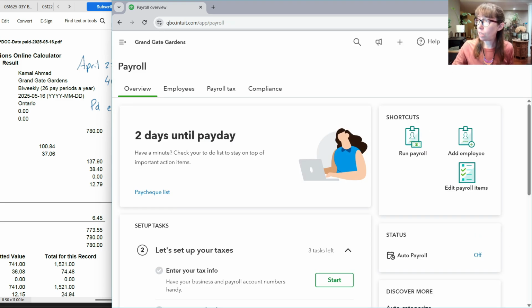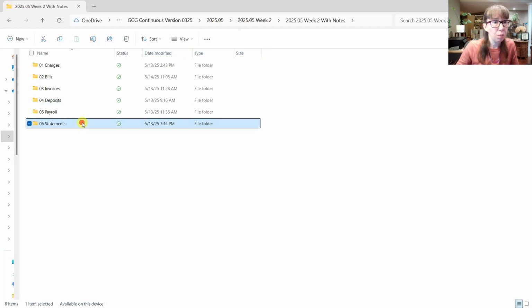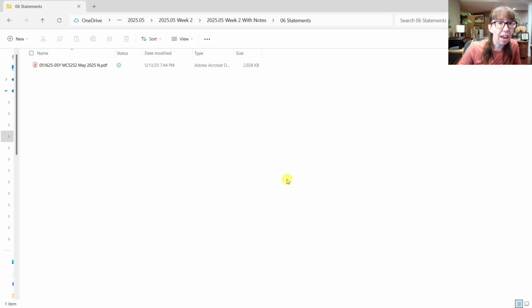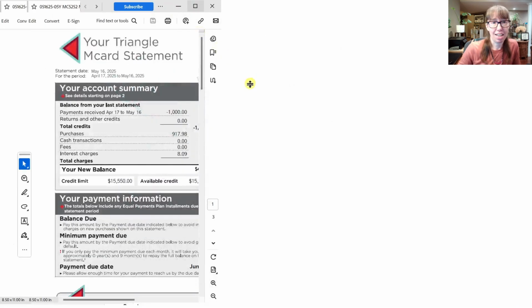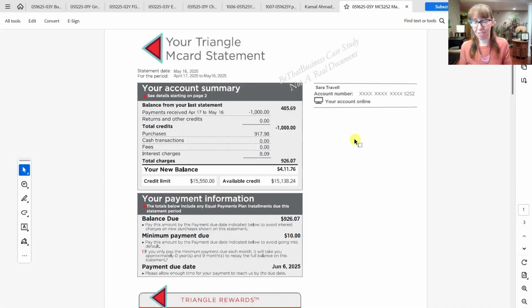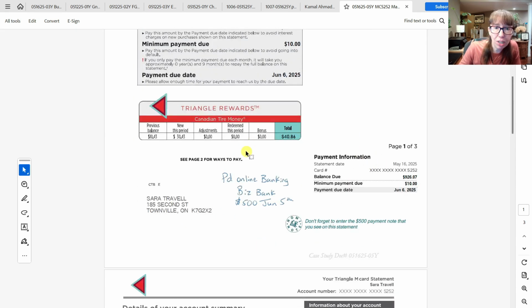And let's see what we have next here in our week 2. We're going to go to statements, and we have a MCard, Mastercard Triangle statement. I've been trying to say MCard. Sometimes I try to not use the brand names, but it's not always working. Anyway, so we have the Triangle MCard statement here, so we can go ahead and reconcile it, and we can also put in the online payment.